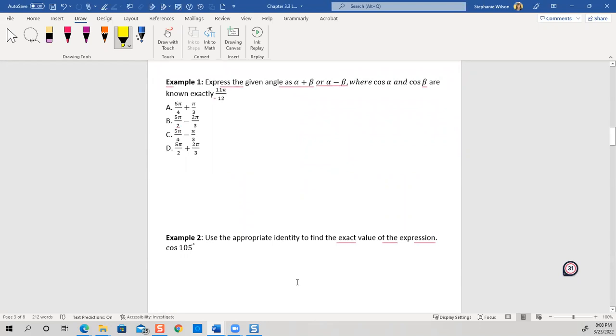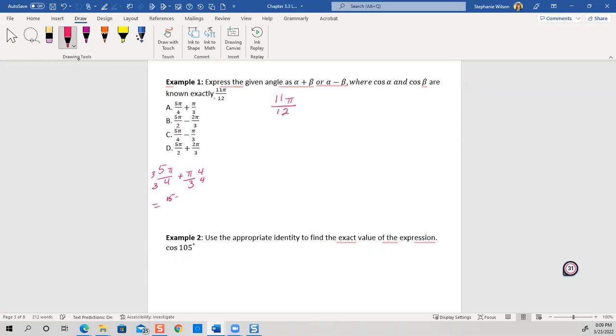Example 1, express the given angles as alpha plus beta or alpha minus beta, where cosine alpha and cosine beta are exactly known, for 11 pi over 12. So what we need to do is figure out which one of these here is the correct choice. So it's a good measure of elimination, because if you take that 5 pi over 4 and add it to pi over 3, well, we know that we need a least common denominator, which is 12. So this one has to be multiplied by 3 and this one by 4.